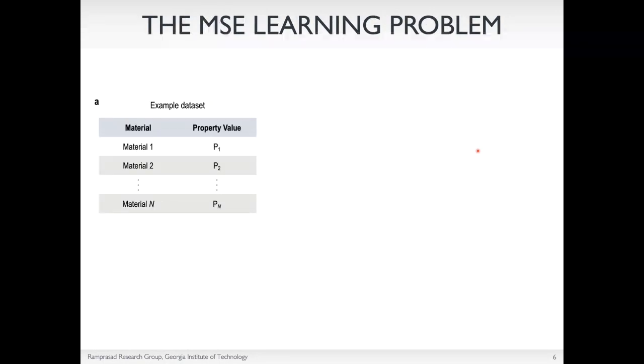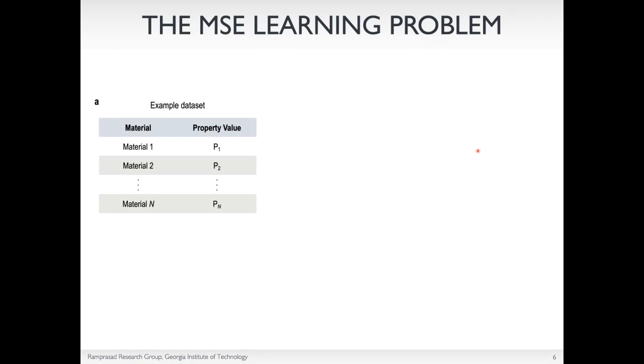So your data set could look like that. You have material 1, 2, 3, 4, etc. through material M, for which you know the properties already. Either you have done DFT calculations to compute the properties, or you have done experiments to determine the properties, but you have this data set, let's say. It's an example data set. This is the starting point.